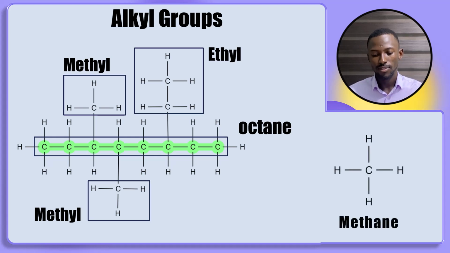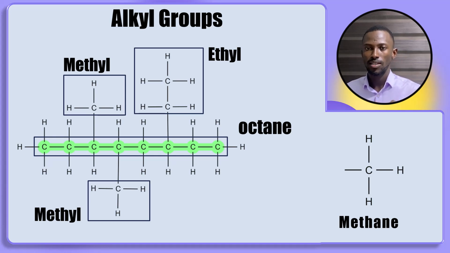Look at methyl. Methyl starts off as a methane, and methane is an alkane. So methane is one carbon bonded with 4 hydrogens. But if one of the hydrogens is lost, then it's no more methane, it's now what? Methyl. So methyl or alkyl groups, let's put it that way.